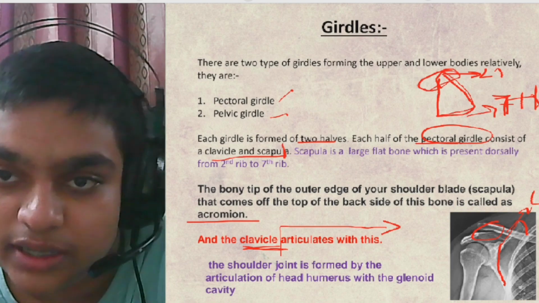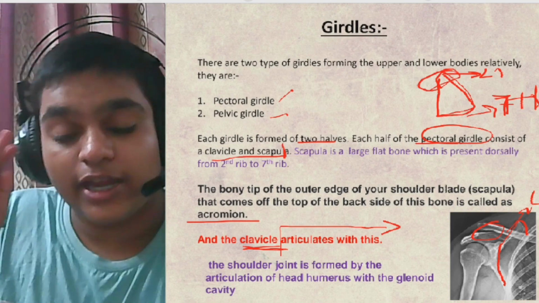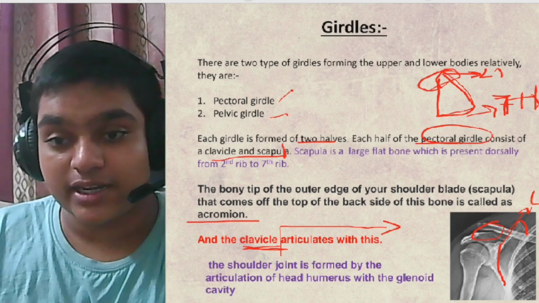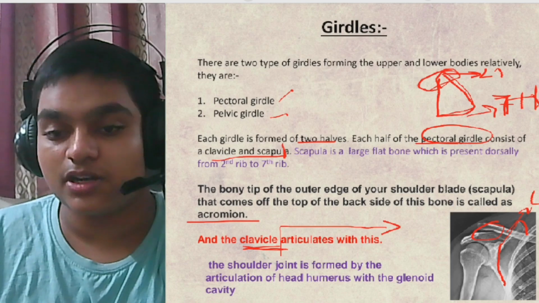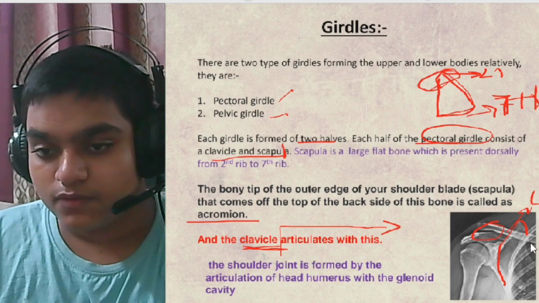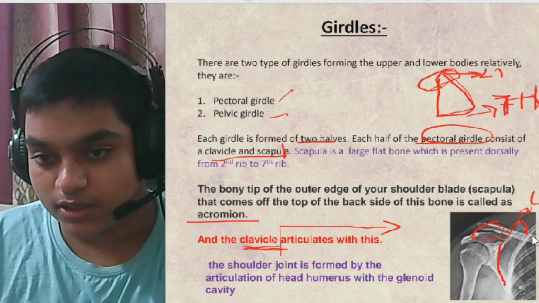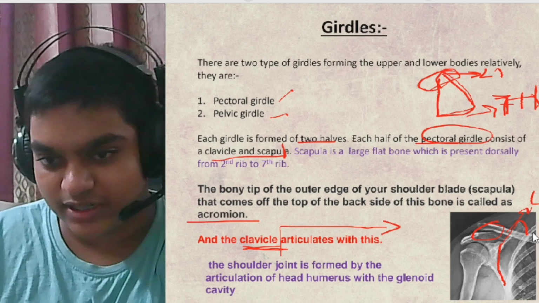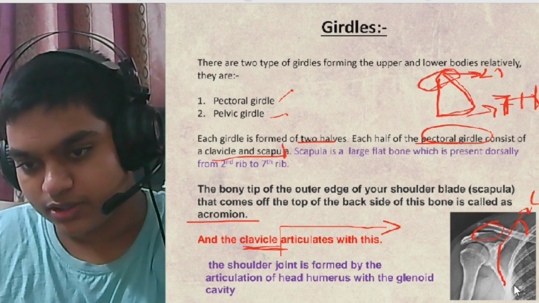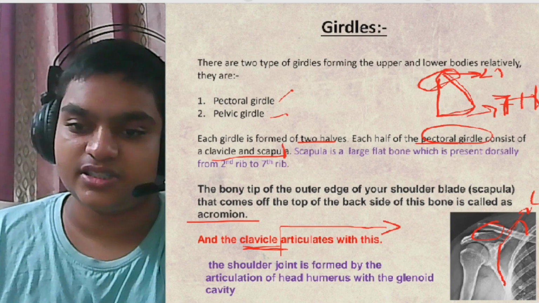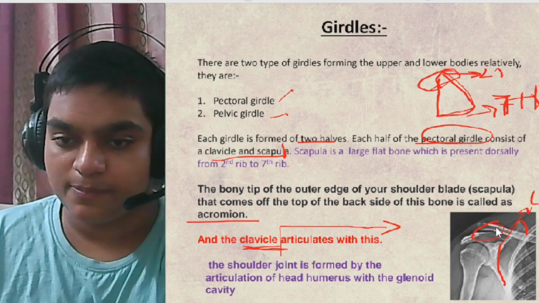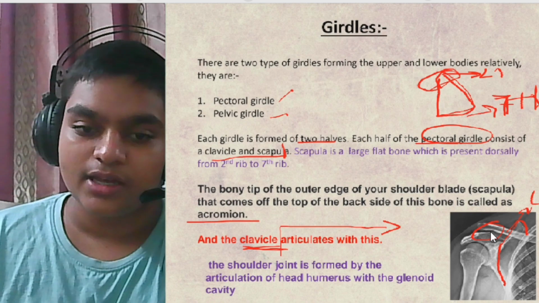This is your point of articulation. That is called the acromion. That is why I took a picture which is an X-ray, then we will understand it very perfectly. These are your ribs. If we think this is the second rib, from here till the seventh rib, the scapula is present, and this is your acromion, which helps in the articulation of the clavicle with the scapula.